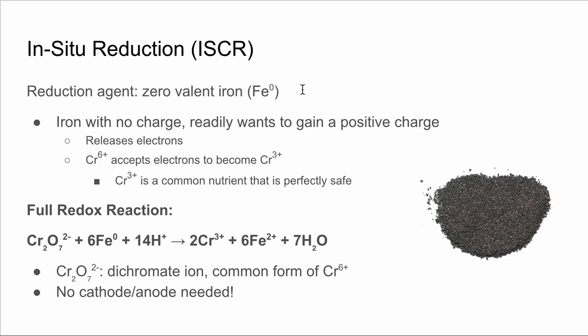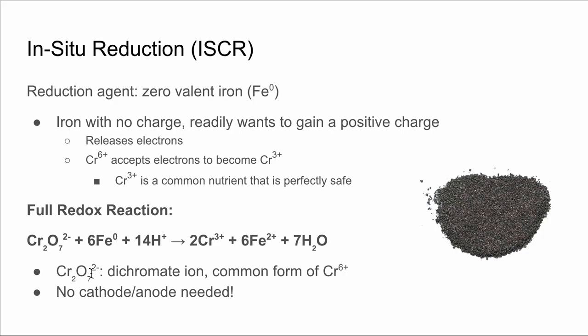So here's the full redox reaction. We have Cr2O7 2- plus the zero valent iron plus the H+ ions is going to turn into Cr3+ plus iron 2+, which is normal, and just water as a byproduct.